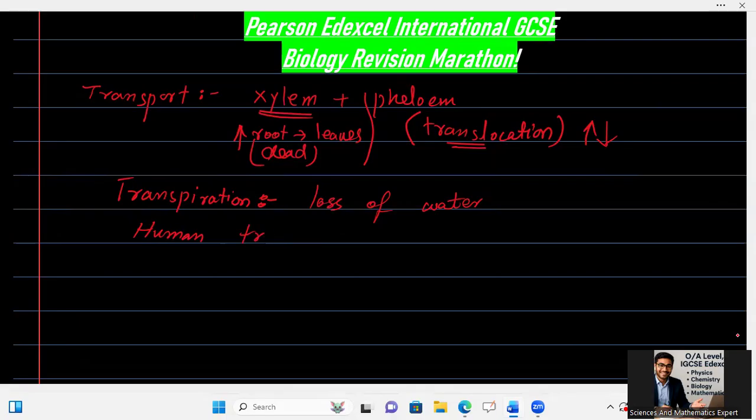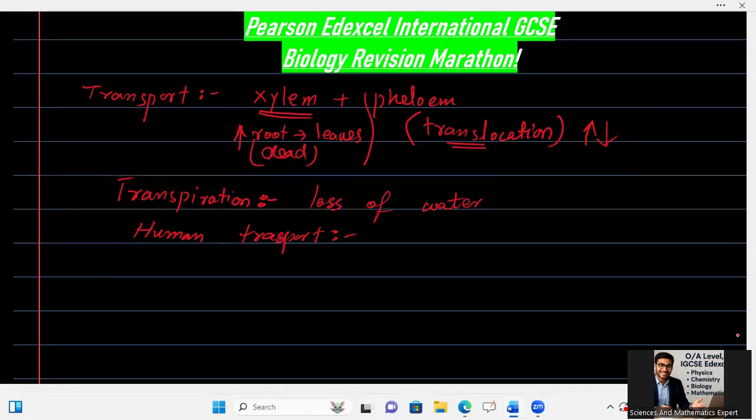The human transport system is basically related to blood. It is a double system, so blood passes through the heart twice for every complete circuit of the body. Blood goes from the heart to the lungs, back to the heart, then to the body, and back to the heart by the pumping of the heart.